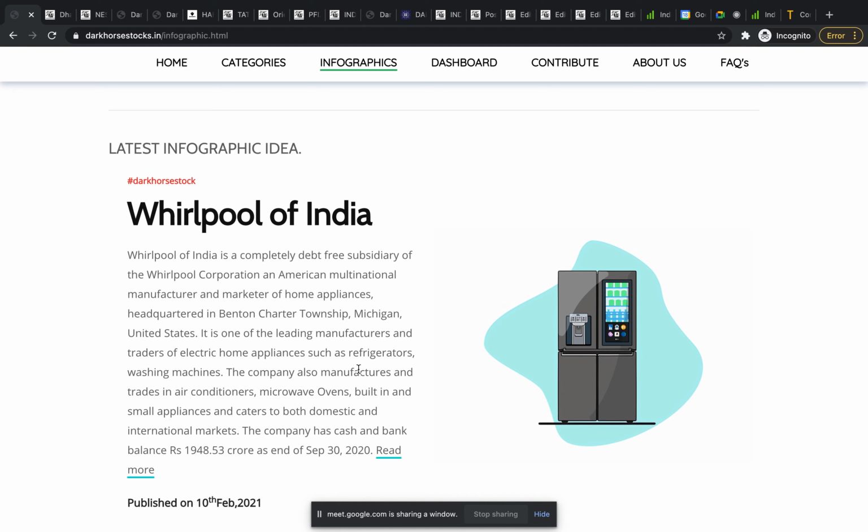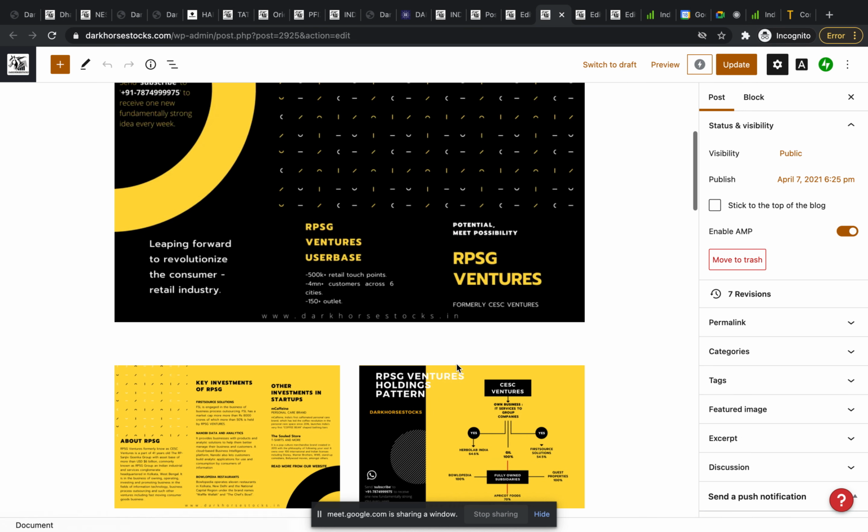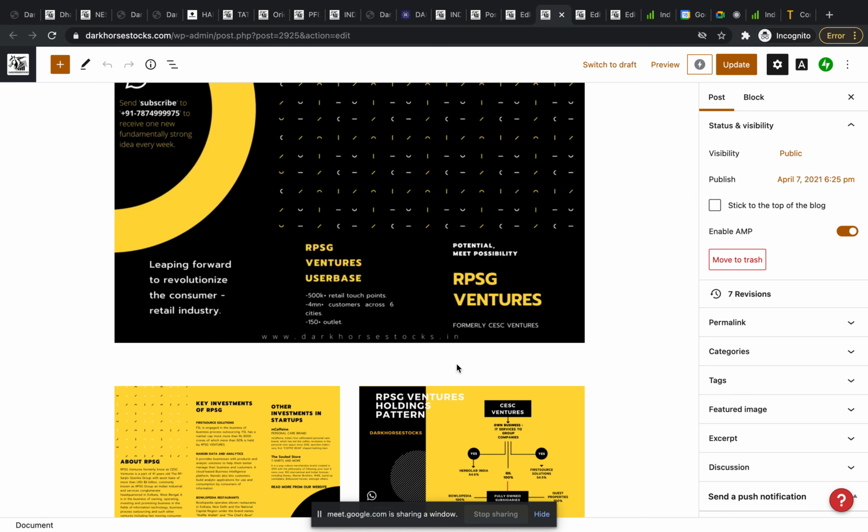Then we present a small infographic presentation of this company where you can just go and read a basic understanding about the company and its business, and if you feel that this is a company that is going to be a big beneficiary in the coming period, then you can explore it for the long term by reading the full report. The recent infographics include RPSG Ventures. We already suggested RPSG Ventures before, and it was up around 15-20%. But we feel that RPSG Ventures still has potential.